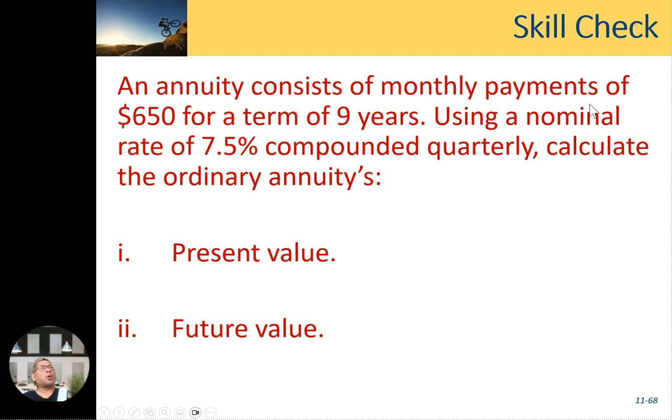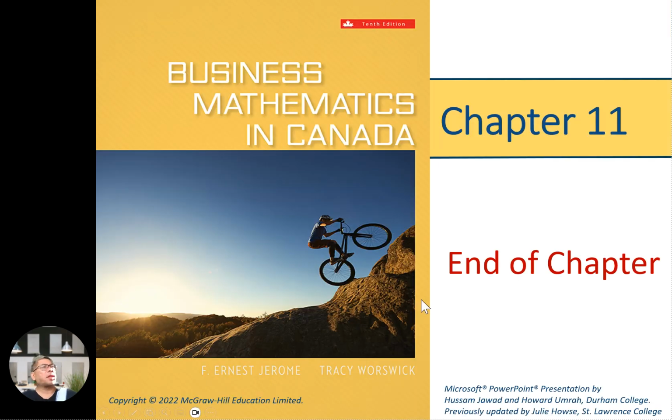Skill check. An annuity consists of monthly payments of 650 for a term of 9 years using a nominal rate of 7.5% compounded quarterly. Calculate the annuity's present value and future value. The answer for number 1 is 51,031.40. Number 2 will be 99,602.88. Again, the answer for number 1 is 51,031.40. The second one, for future value, will be 99,602.88. So basically, this is the end of this chapter.